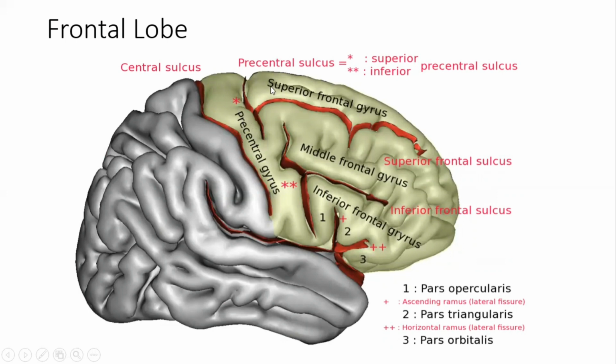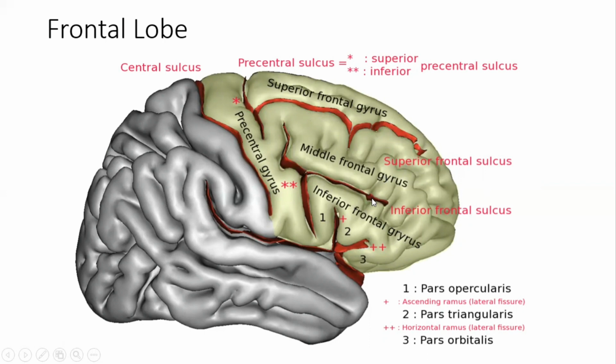Then we have three major gyri in the frontal lobe: superior frontal, middle frontal, inferior frontal. Superior because it's at the top, it's the most superior. Then this one is in the middle and this one is down, so it's inferior. Superior, middle, inferior frontal gyri. And they're separated by the superior frontal sulcus, this red one over here. And the middle and inferior are separated by the inferior frontal sulcus, this one over here.